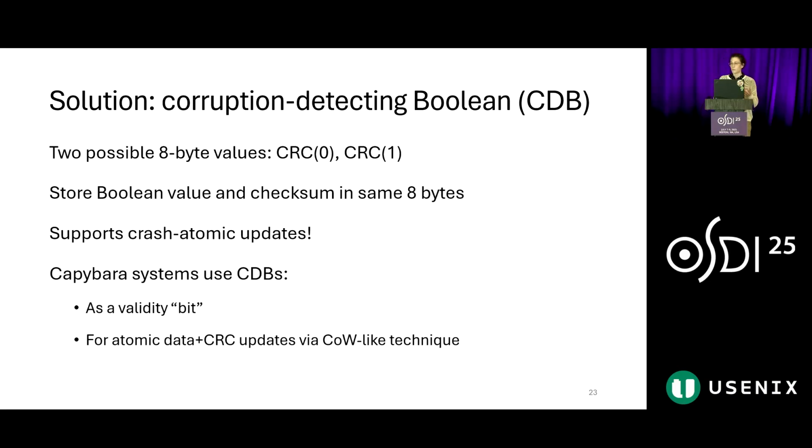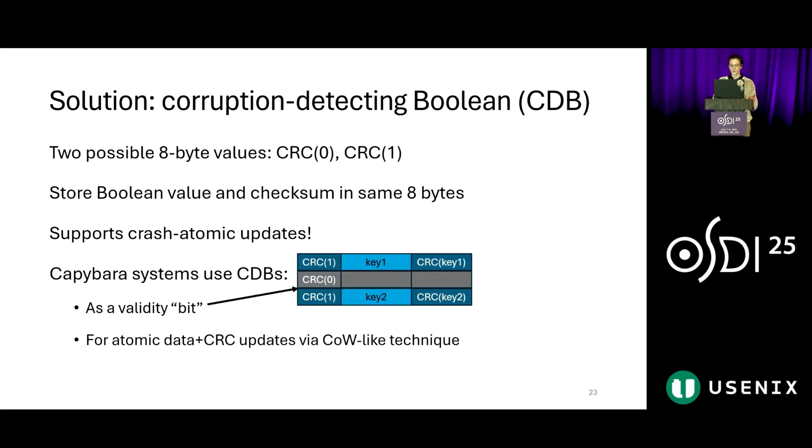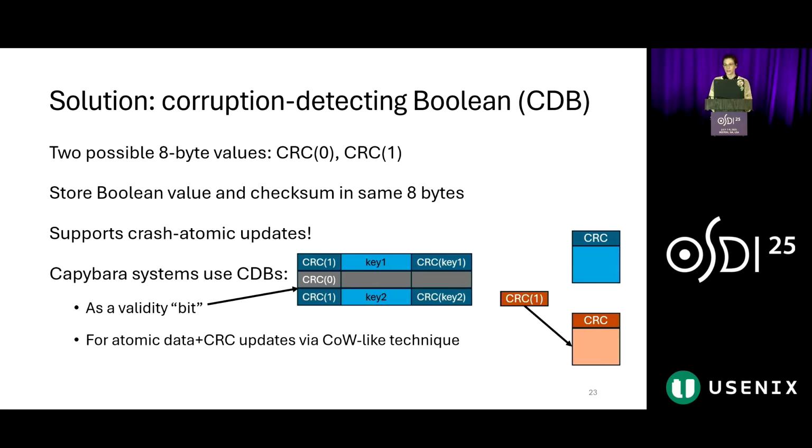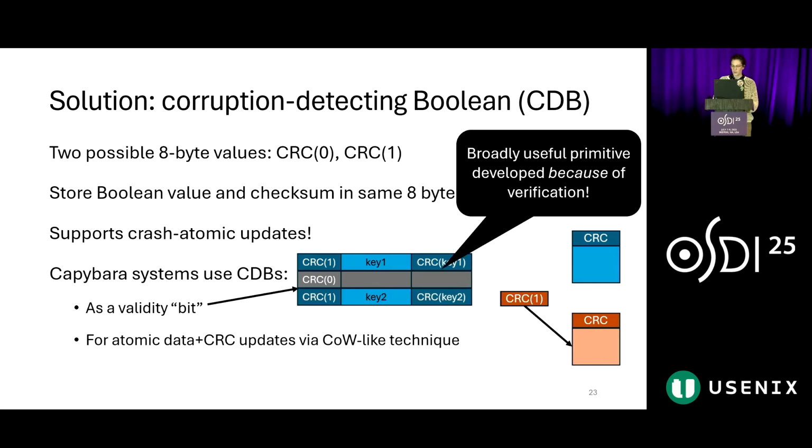For example, our Capybara systems use the CDB as a validity bit to indicate whether entries in a table are valid, and also as a replacement for a pointer in a copy-on-write approach that allows us to update large data structures and their CRCs atomically. One thing I want to emphasize about the CDB is that it is a broadly useful primitive. It is not at all limited to just verified systems, but we only developed it because we were building a verified system and really digging into the assumptions that we were making and the existing techniques that we were going to start from.